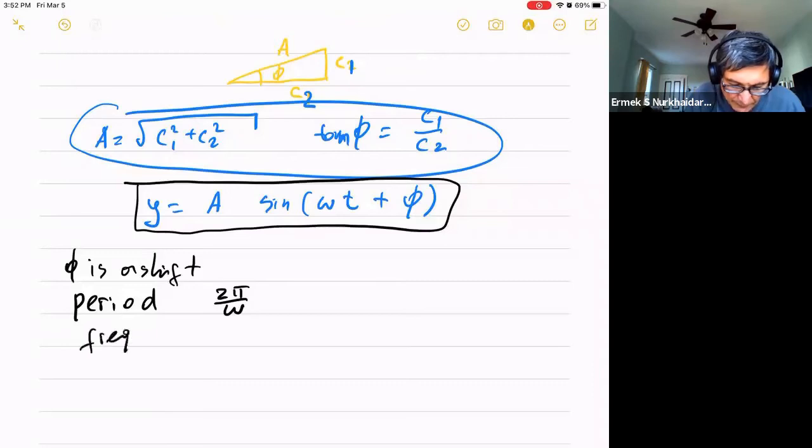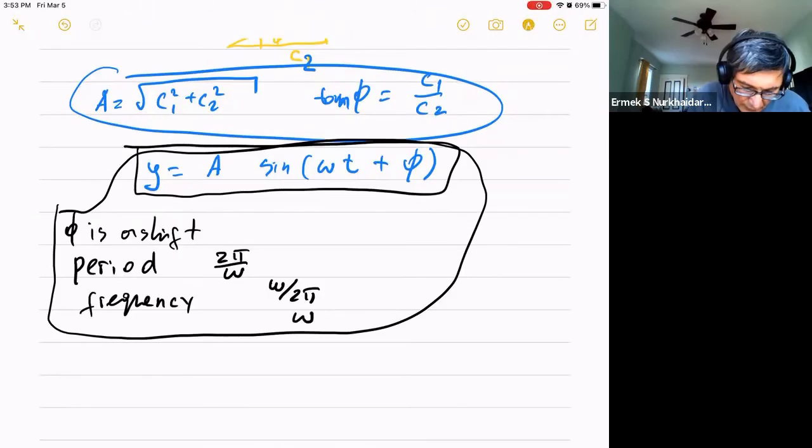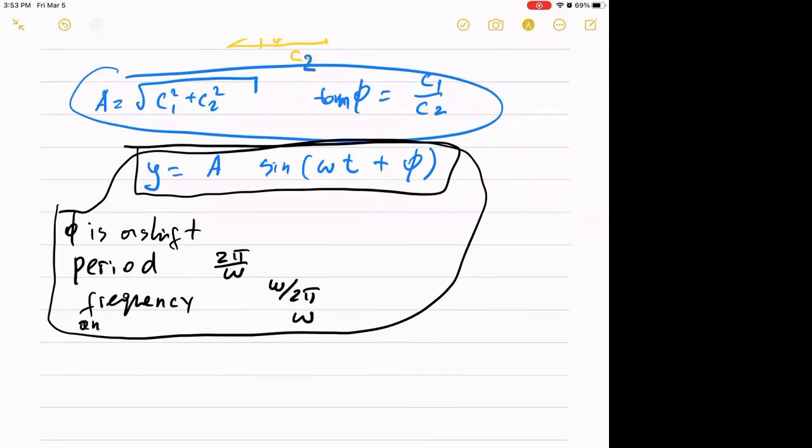So frequency is basically you flip your period, right? So how many rotations do you have in 1 second? Omega divided by 2 pi. And if you like, you also can call omega angular velocity. Angular velocity.